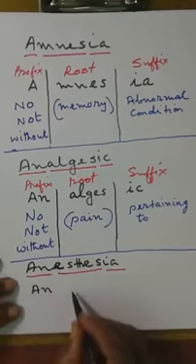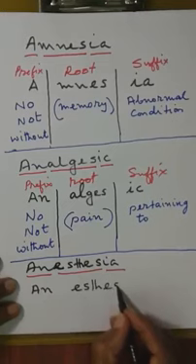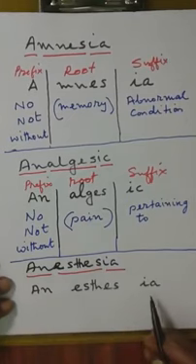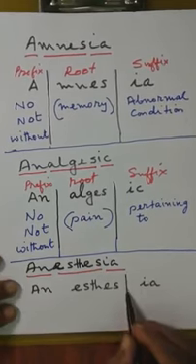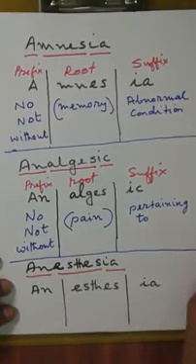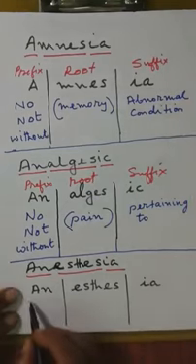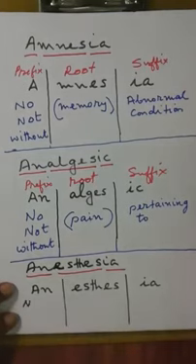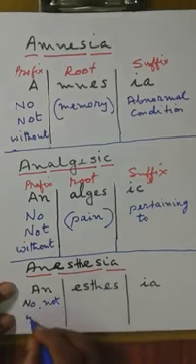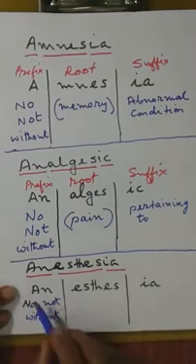An, esthes, and IA. IA, you know, it is a condition. Normally, it is an abnormal condition. And here also an means no, not, without, same meaning as a.